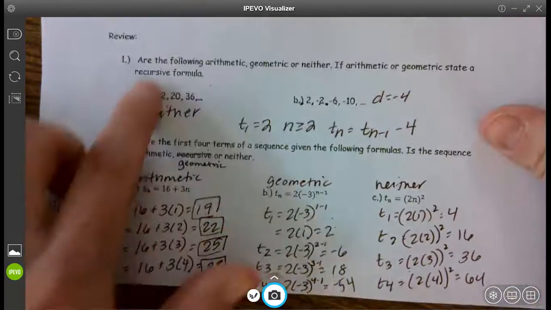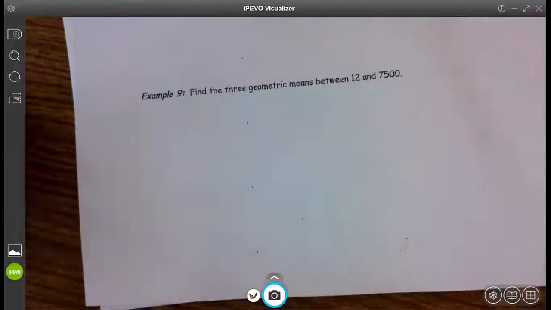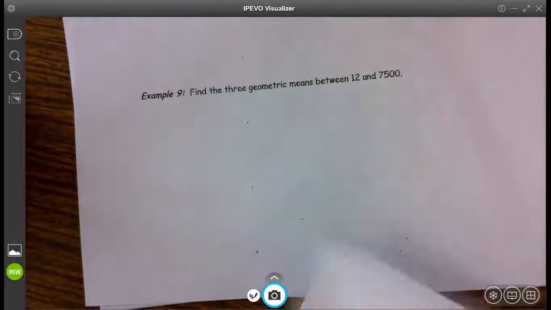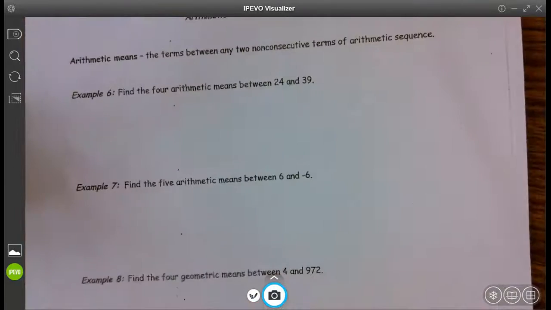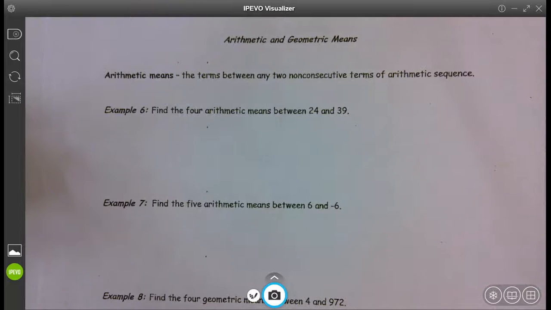Okay, so that's like a recap. If you can do all this, then you got the lesson. We have one more small part, and then you're done. Arithmetic and geometric means. It says arithmetic means are the terms between any 2 non-consecutive terms of an arithmetic sequence.